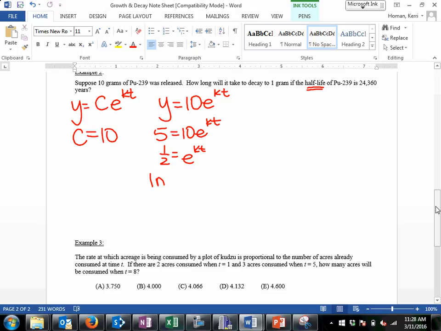Since 1/2 is less than 1, the natural log of 1/2 will be a negative number, because 1 is where the natural log approximately is at. So the natural log of 1/2 should equal k times t. What's our time? Okay, that makes so much more sense. Yeah, I forgot to write that in.